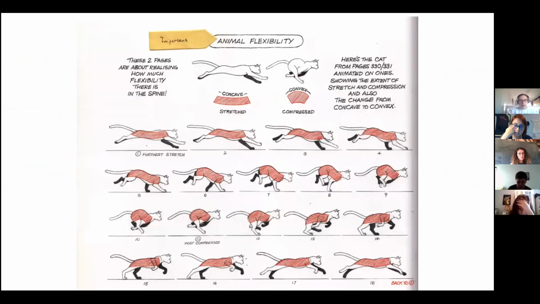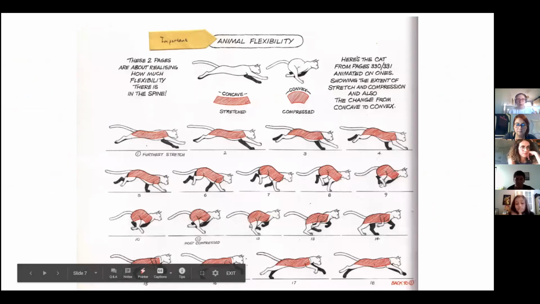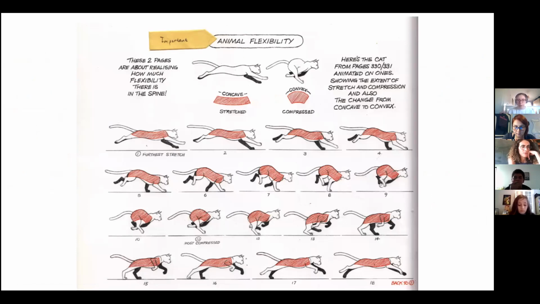So when you're doing any type of movement, you have to remember the flexibility of animals.